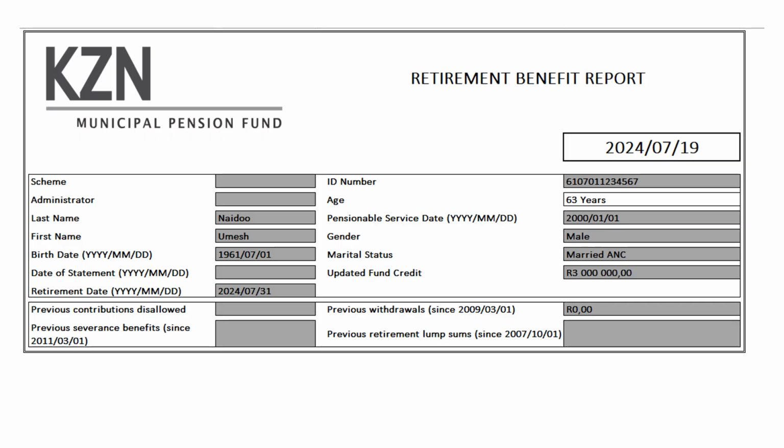We've called him Umesh Naidu, and you can see Umesh is currently 63 years old, which means he's at retirement age. He is going to be retiring at the end of July 2024. He currently has 3 million Rand in his retirement fund, and he has never taken any withdrawals, and he's been part of the KZN Municipal Pension Fund since 2000.